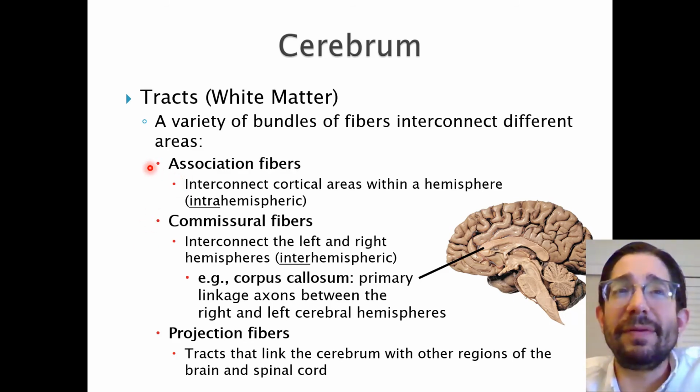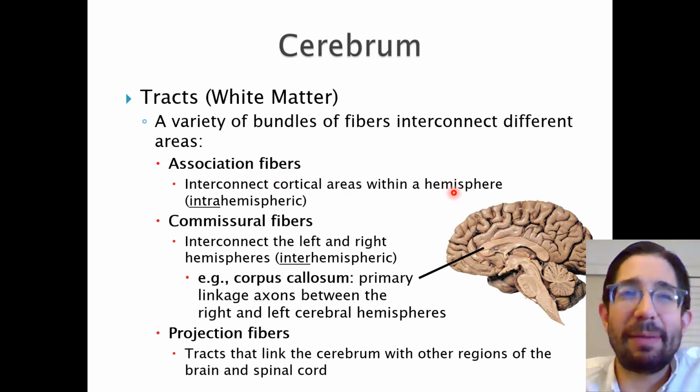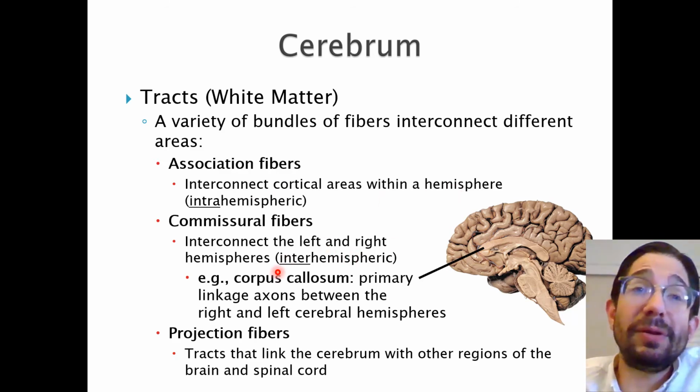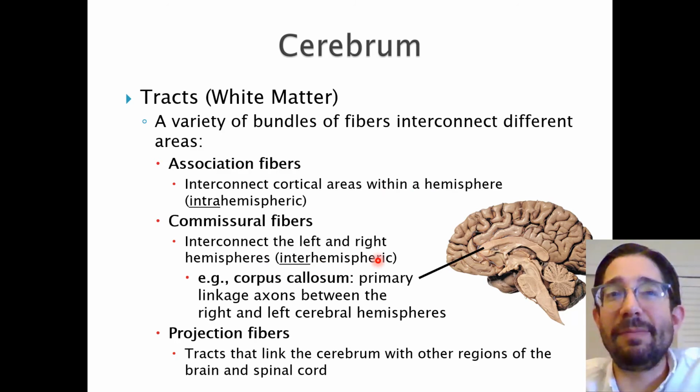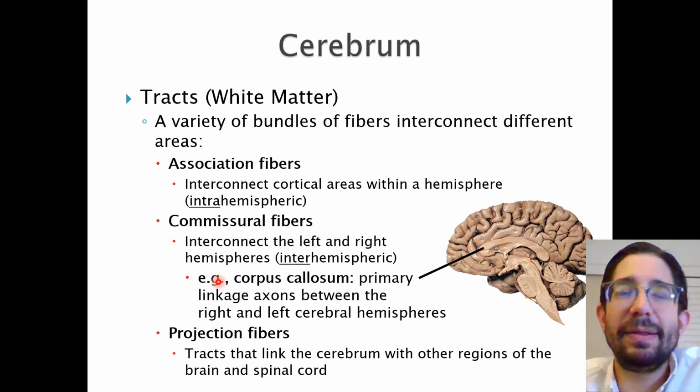So, for example, you have association fibers, which are intrahemispheric. So they're inside of one hemisphere. They interconnect different cortical areas within a hemisphere. We call them association fibers. If you want to go to the other hemisphere to be interhemispheric, we call those commissural fibers. The classic example is the corpus callosum. Corpus callosum is this kind of curled ridge or line here, and that's the main linkage between the right and left cerebral hemispheres. Remember, the hemispheres can't talk.